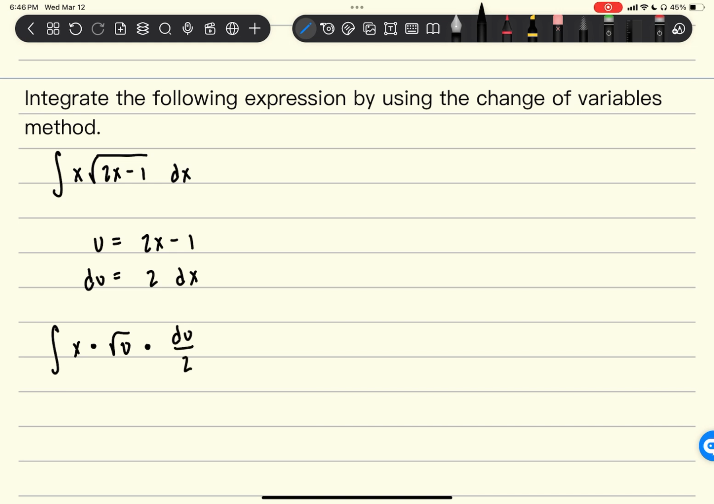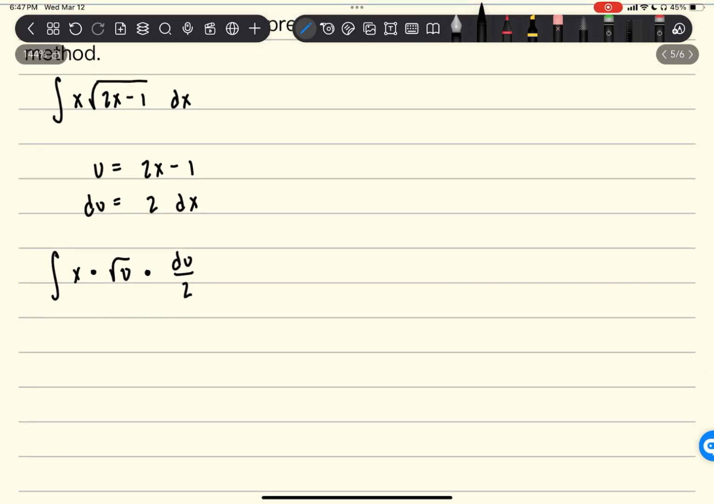Now, when it comes to this integral, it either has to be written in terms of x or in terms of u, but not both. So our first challenge lies within rewriting x. And the way that we're going to do that is by using the original substitution that we came up with. Our original substitution was u is equal to 2x minus 1. And from this expression, we can easily rewrite x in terms of u. So x is going to be equal to u plus 1 divided by 2.